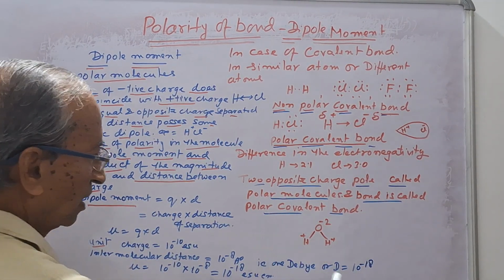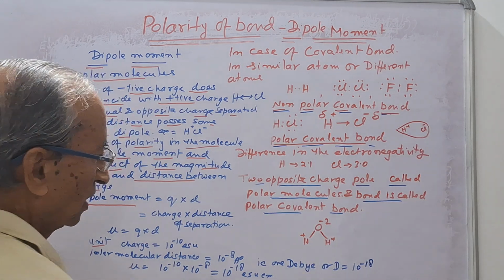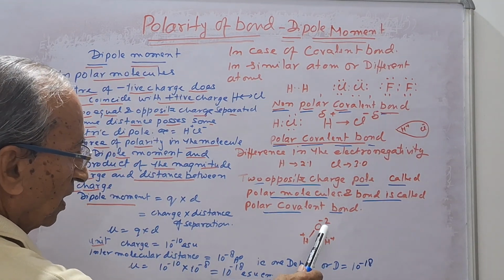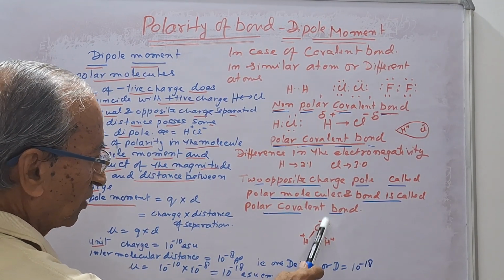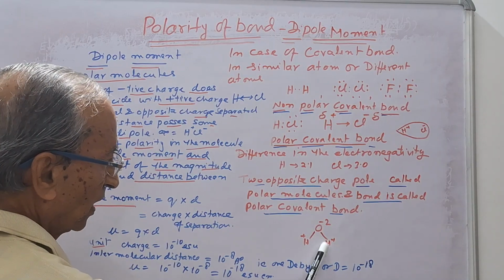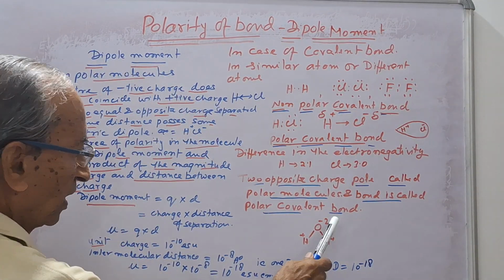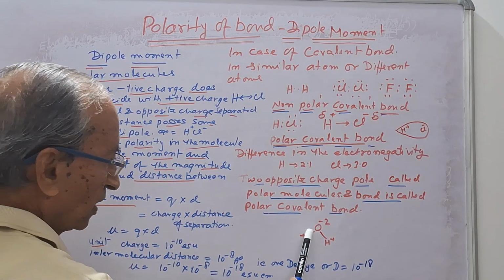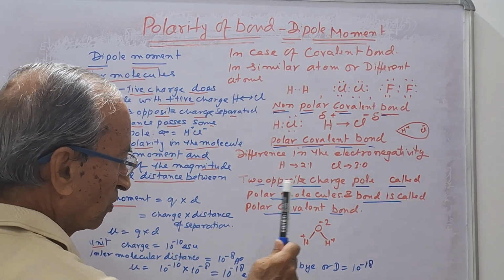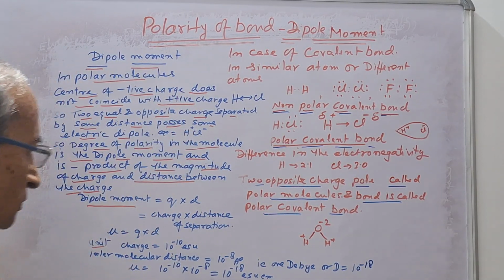We can also see the example of the water, where oxygen is more electronegative than the hydrogen, then the oxygen becomes negative, and the shared pair of the electrons are shifted toward the oxygen.